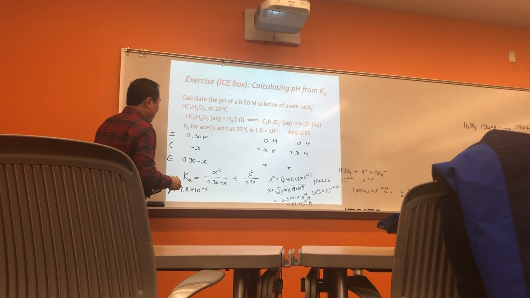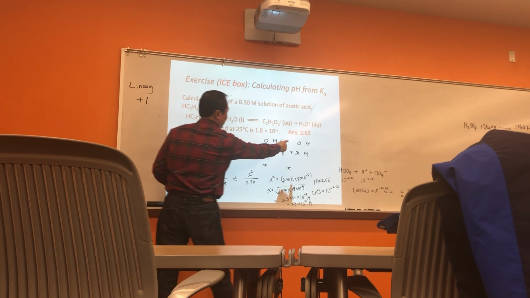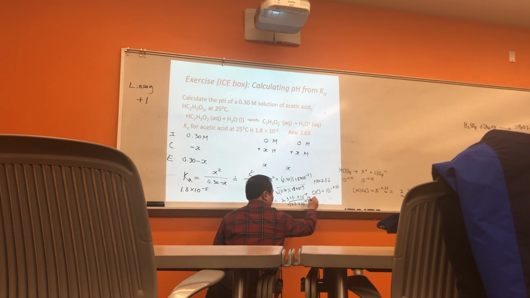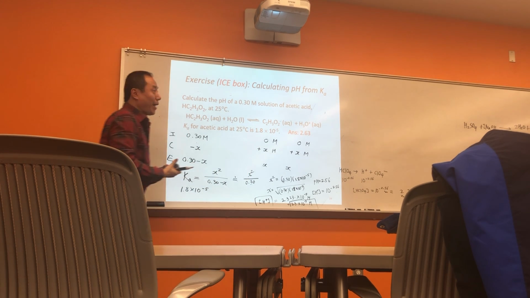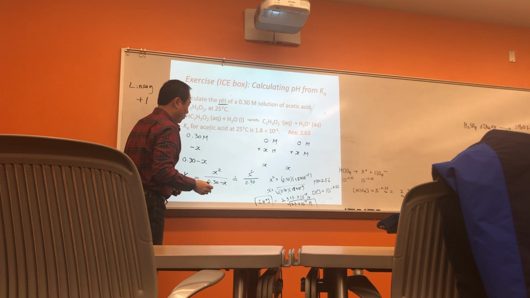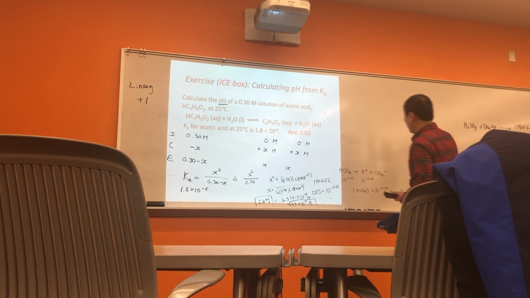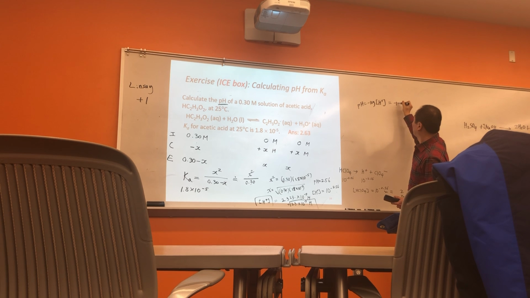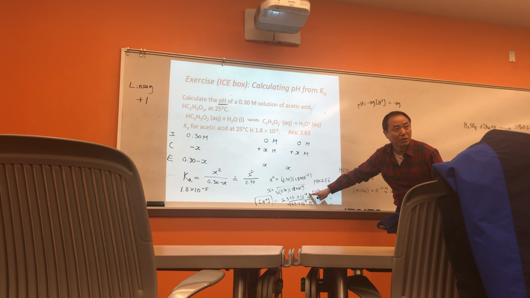If they ask what's the concentration of hydrogen ion, H plus, then the answer would have been 2.3 times 10 to the minus third. But they are not asking that number, they are asking pH. So we're gonna use that number to find pH. So pH is the negative logarithm of hydrogen concentration. Do you put this number or this number?